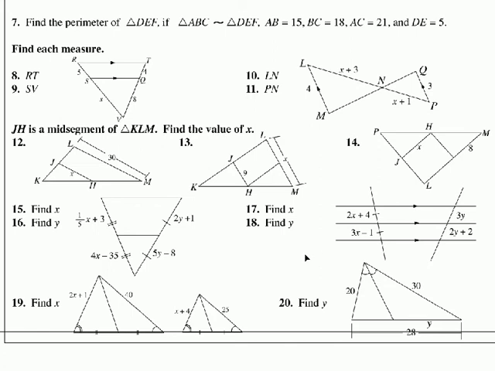Now, just hang on here. All right, let's take a look at number 7. It says, find the perimeter of this triangle, if these two triangles are similar, and you get all this stuff right here. Let's do this. This is the chapter 7 test. We're reviewing.